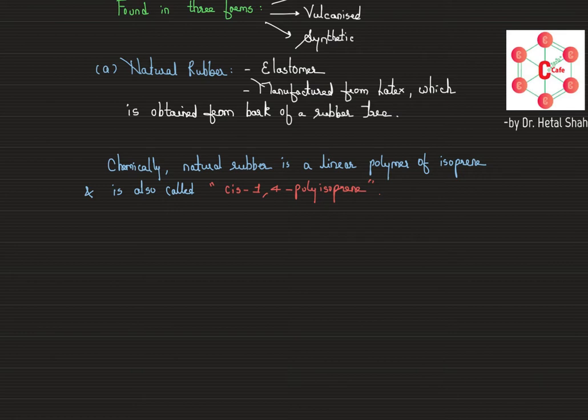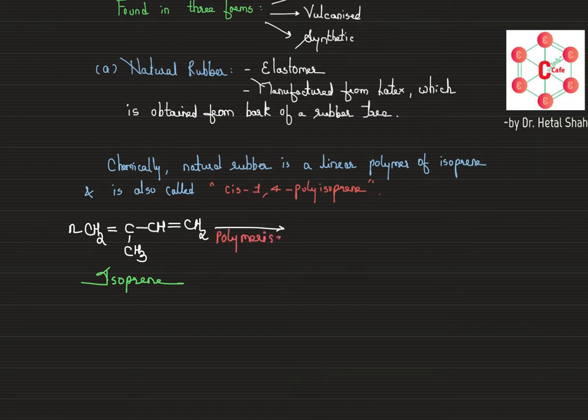Now let me show you the polymerization reaction by which it is formed. All you need to do is take isoprene. Isoprene is basically a structure like this. It is like a butadiene, 1,3-butadiene, and on the second carbon you have a methyl group, so 2-methyl-1,3-butadiene. If you take n molecules of isoprene, and then it undergoes polymerization, it would give us polyisoprene.